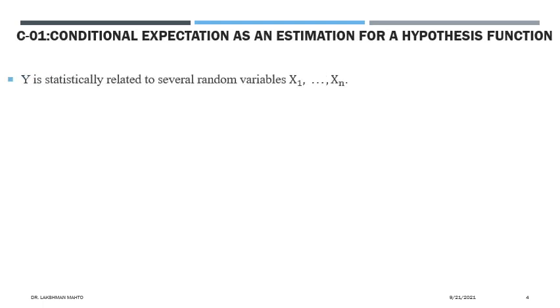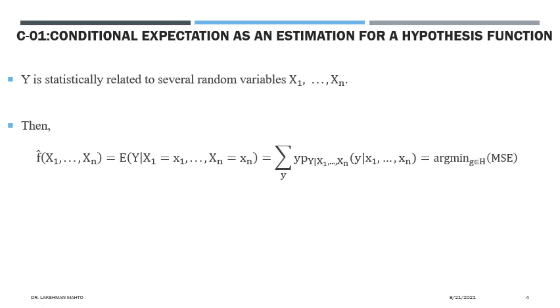Consider y is statistically related to some random variables x1 to xn, whose values we have already observed. After that, we perform least square estimation in order to get one estimate of y, and that one is the conditional expectation, defined as follows. So we are calling it the conditional expectation as an estimate of y, or we can say a prediction. For any given value of x, it predicts what y will be. Generally people call this conditional expectation a prediction of y.